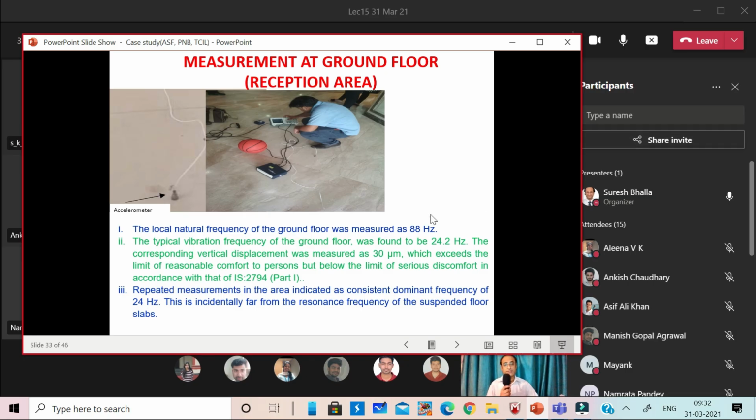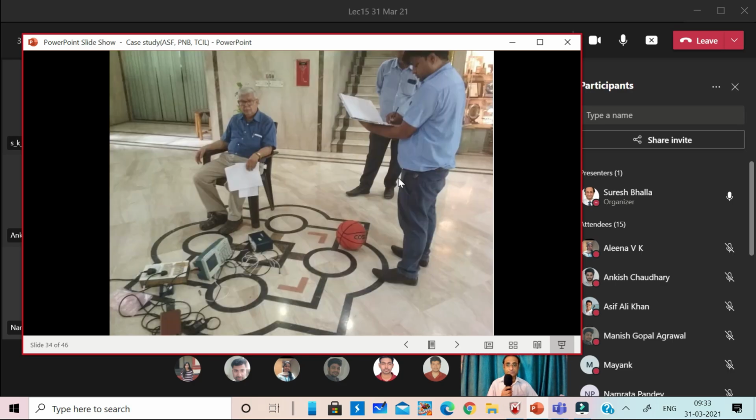So what we found here was that the vibration frequency was 24 Hertz, and at several locations we measured the vertical displacement also. At 24 Hertz the measured displacement of 30 microns definitely exceeded the limit of reasonable comfort to persons. But yes, it was below the other limit of serious discomfort. So most of the time we could find the frequency was 24 Hertz, and this is now shown here from this frequency plot.